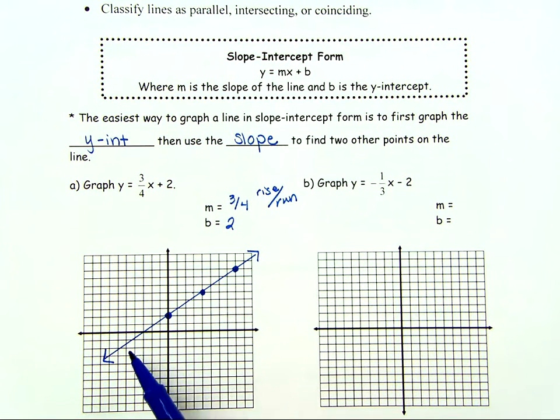I can see that this one has a positive slope. From moving left to right, it's going uphill.